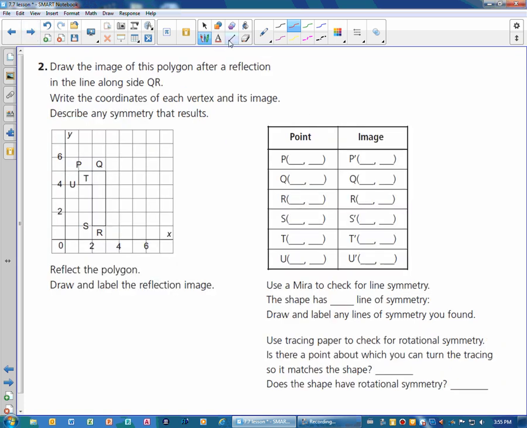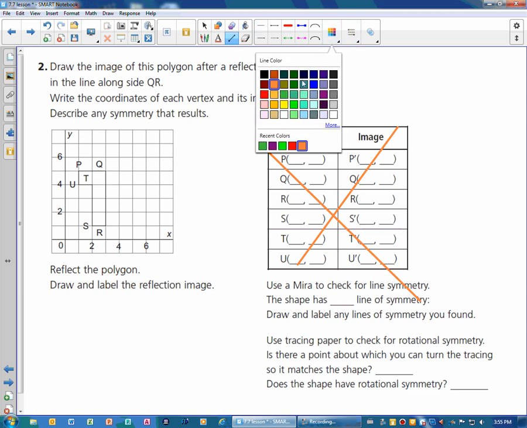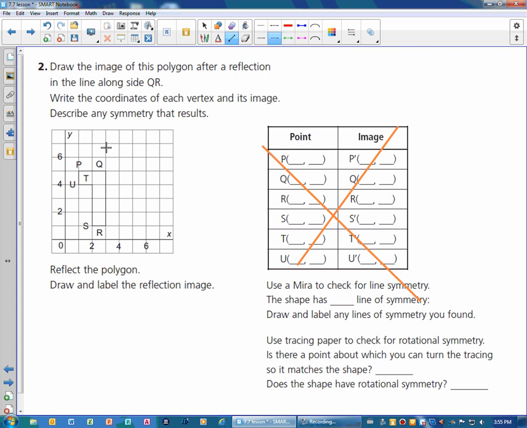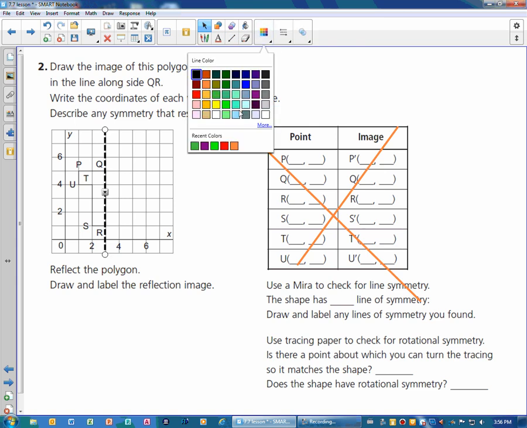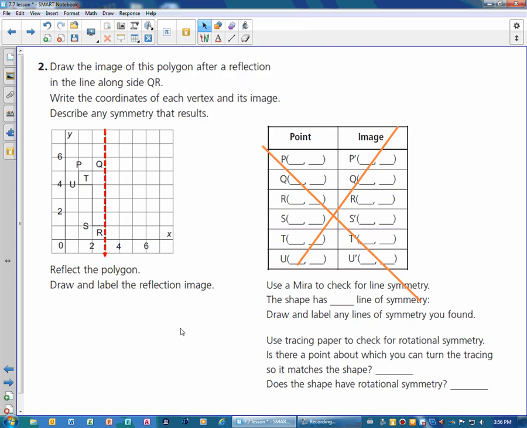Again, let's ignore this stuff. Draw the image of this polygon after a reflection in the line along QR. Okay, here's QR. Here's my line of symmetry. I would strongly suggest make yourself a nice line of symmetry. Okay, and I'm even going to make that nicer to look at. I don't like black. That doesn't help my eyes. Something bright does, red. There's my line of symmetry. Okay, and then look at my shape. It kind of looks like half a T, doesn't it?